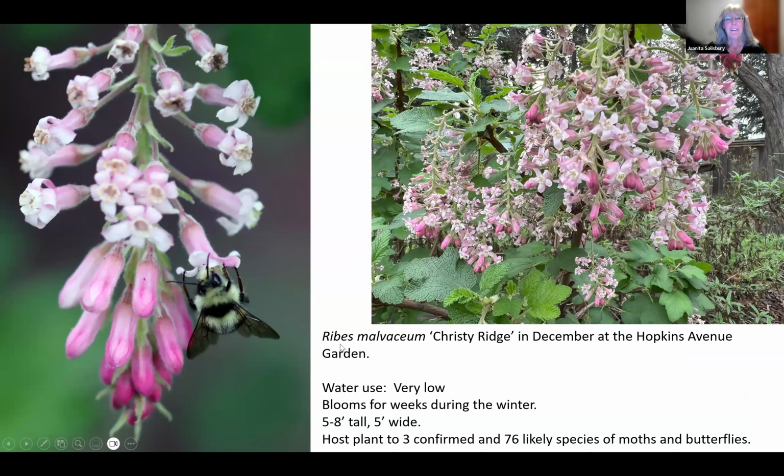Another one, this is our native gooseberry, the Ribes malvaceum. There are several different types of ribes that you can plant. This is one that we have over at the Hopkins Garden. This is Christie Ridge, and this is blooming in December, and it blooms for a couple of months like this. And it is a hummingbird magnet, and it's a bumblebee magnet, host to confirmed 3 different species and likely 76 species of moths and butterflies. Beautiful, beautiful shrub.